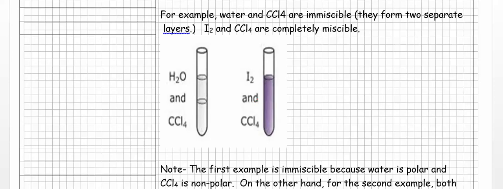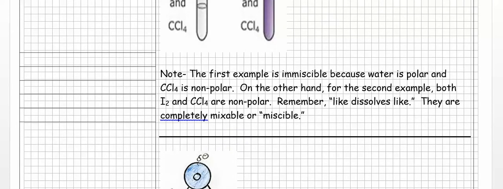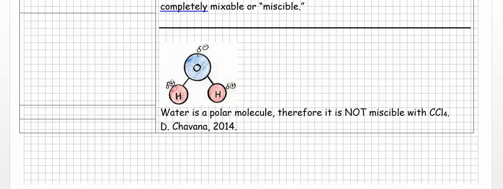Note the first example is immiscible because water is polar and CCl4 is nonpolar. On the other hand, for the second example, both I2 and CCl4 are nonpolar. Now remember, like dissolves like. They are completely mixable, or miscible. If you have two polar substances, they're going to be mixable. Two nonpolar, they're going to be mixable, but you can't mix very readily polar with nonpolar.